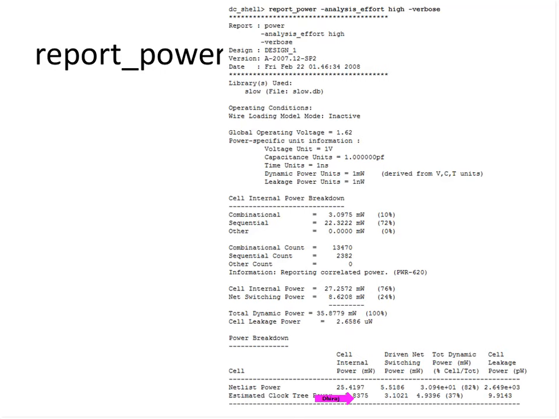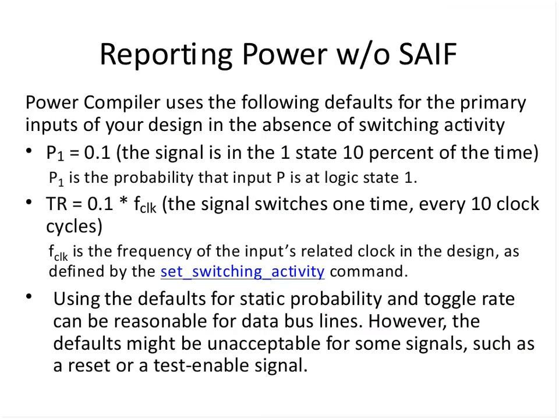So we summarize: total power is a sum of leakage power and dynamic power. Dynamic power is a sum of net switching power and cell internal power. Now a good question would be, I do not have any switching activity, I haven't done any simulation, what do I do? So power compiler provides some default values.